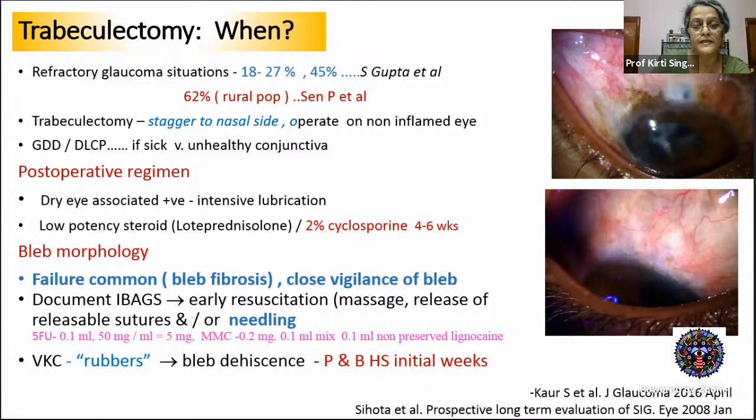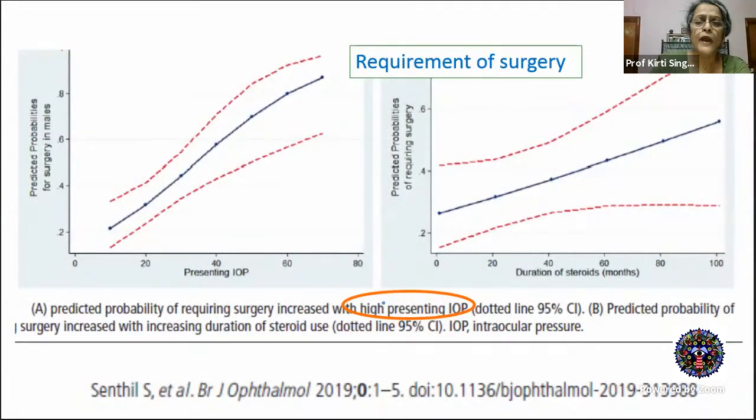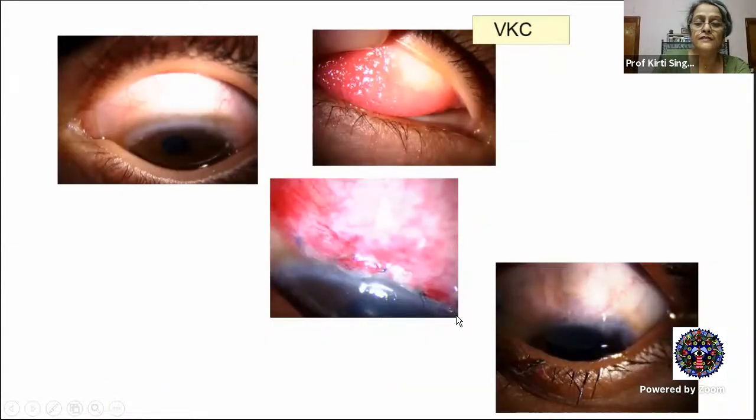parent bandage at night. Now, requirement of surgery in VKC glaucoma depends on the high presenting IOP and the increased duration of steroid use. So the higher the IOP and the longer the duration of steroid use, the more of these children are going to require surgery. These are some pictures of how the VKC patients have to be quietened and then operated, and the bleb never is very high despite using mitomycin, and we use amniotic membrane in our center.